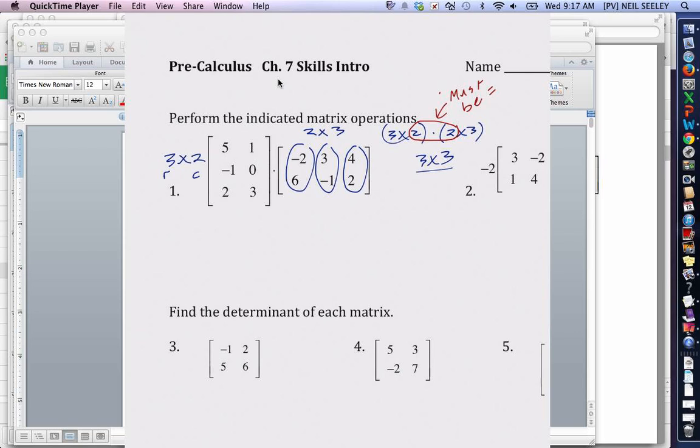And then what happens is you eliminate those and you end up with whatever's on the end, a 3 by 3 matrix. If this was a 5 by 2 times a 2 by 6, we'd have a 5 by 6 resultant matrix after multiplication.